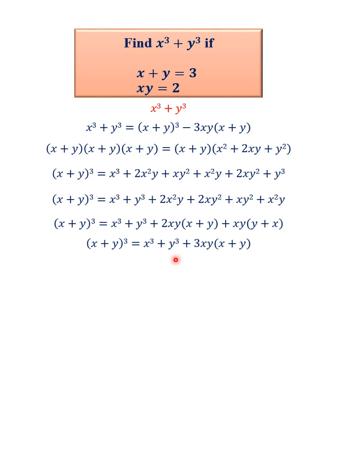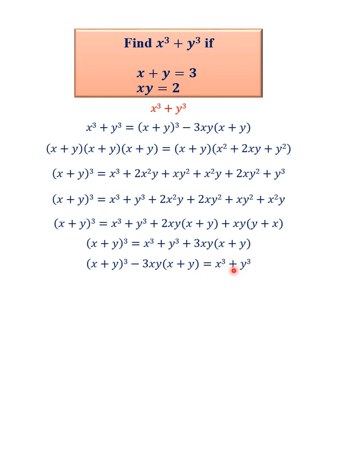At this point, we are looking for x raised to the power 3 plus y raised to the power 3. So let's make it subject of formula by transferring plus 3xy into x plus y to the left hand side, and that will change it to negative as it crosses over. So it becomes (x plus y) to the power of 3 minus, because it's crossing over, 3xy into (x plus y) equal to x to the power of 3 plus y to the power of 3.